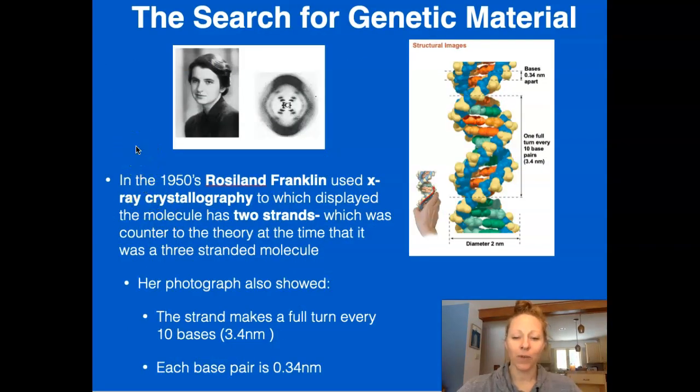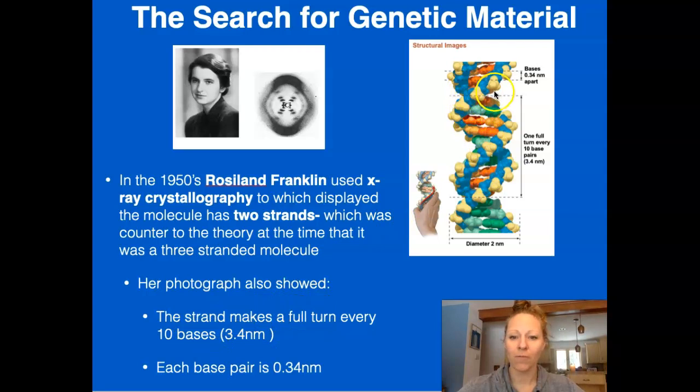Another discovery was by Rosalind Franklin, who used X-ray crystallography. What that is, she used a crystallized structure of DNA and sprayed it with X-rays. And the X-rays bounce off the crystalline structure and create a pattern. And this is the pattern that it created right here. And while it's nonsense to us, it showed her that DNA is a two-stranded molecule. Many scientists at the time believed that it was a three-stranded molecule, but she had proof that it was a two-stranded molecule. And this image also showed that the strand makes a full turn every 10 bases.